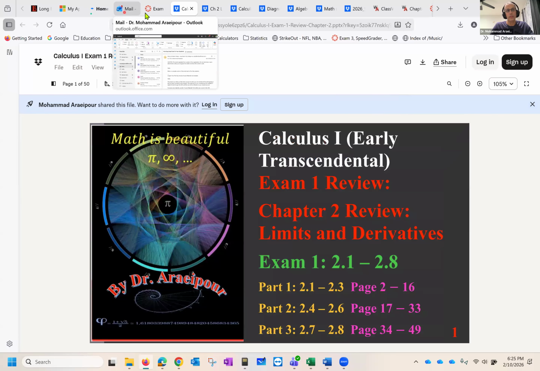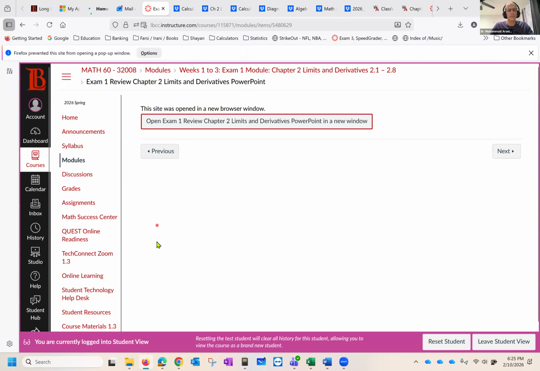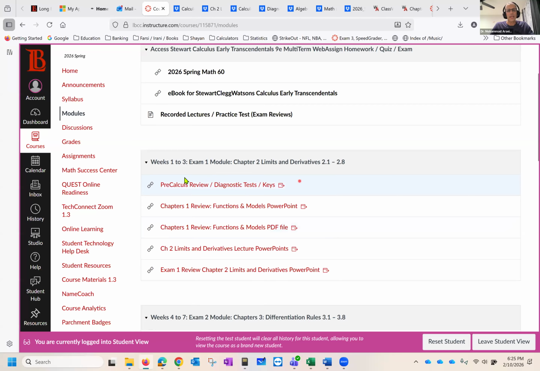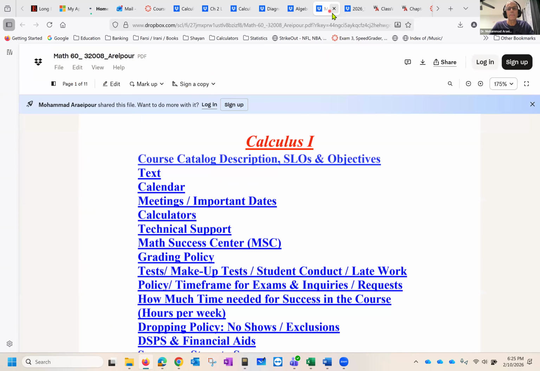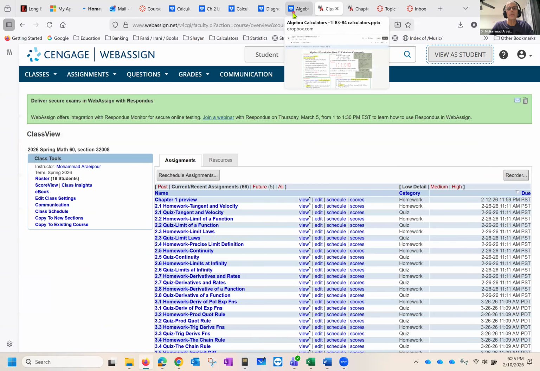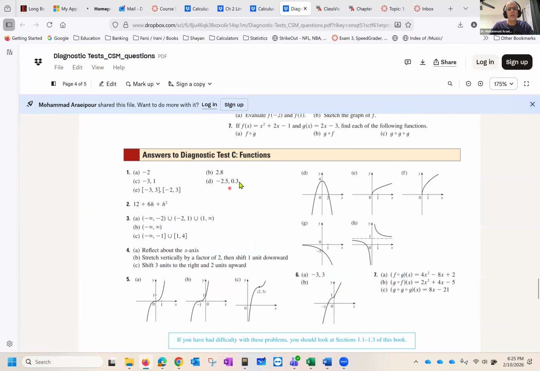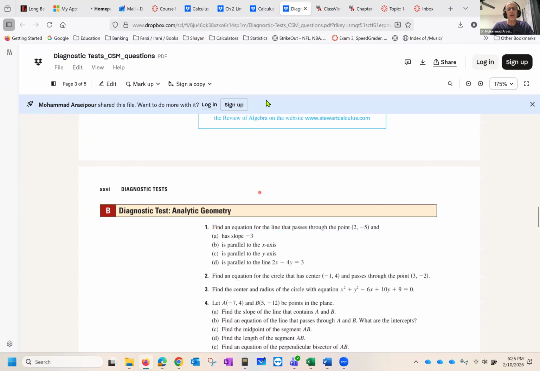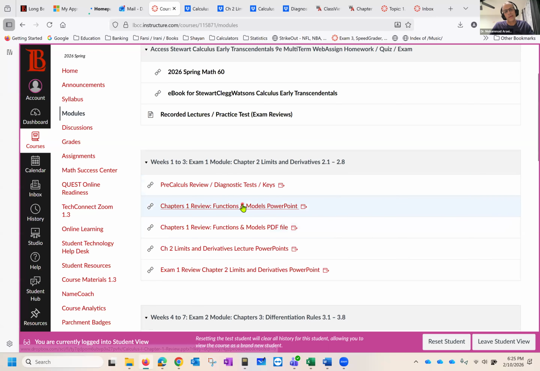So what do we find there? Let me quickly remind you. Under exam 1 module, we have pre-calculus review. I highly recommend, with the keys, that you look at them, at least a couple of questions. You want to look at each part A, B, C, D, they have it. And look at a couple of questions if you feel comfortable with them. If you don't want to look at the entire thing, that's fine. You have the chapter 1 review.